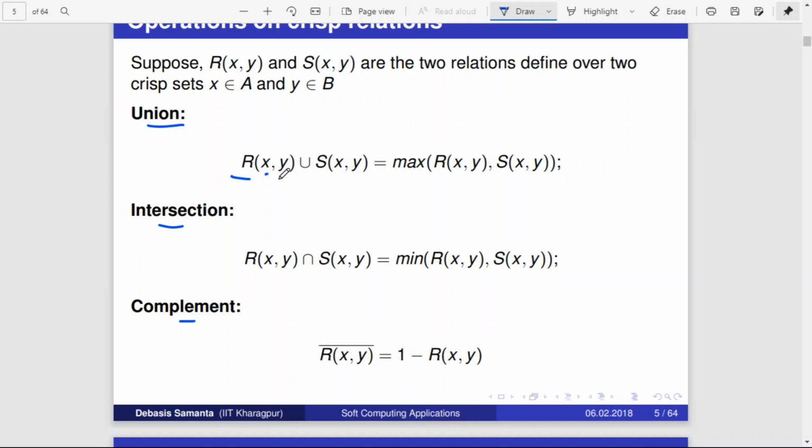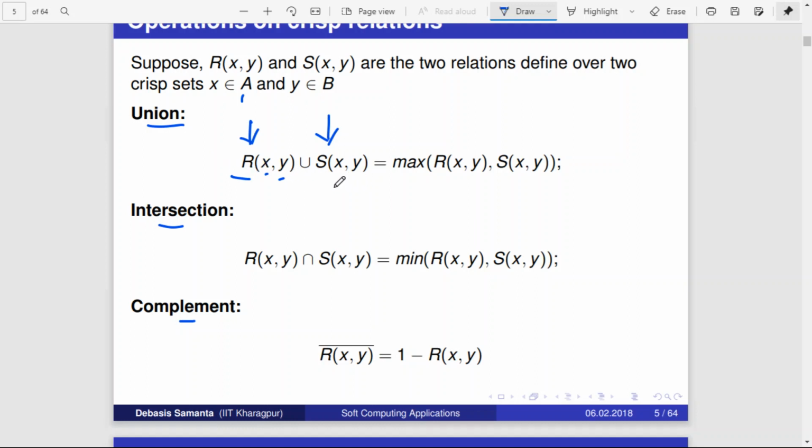It contains elements (x, y), where x belongs to A and y belongs to B. And relation S also contains elements, ordered pairs (x, y), where x belongs to set A and y belongs to set B. Okay. So basically we have two relations R and S on the same sets A and B.